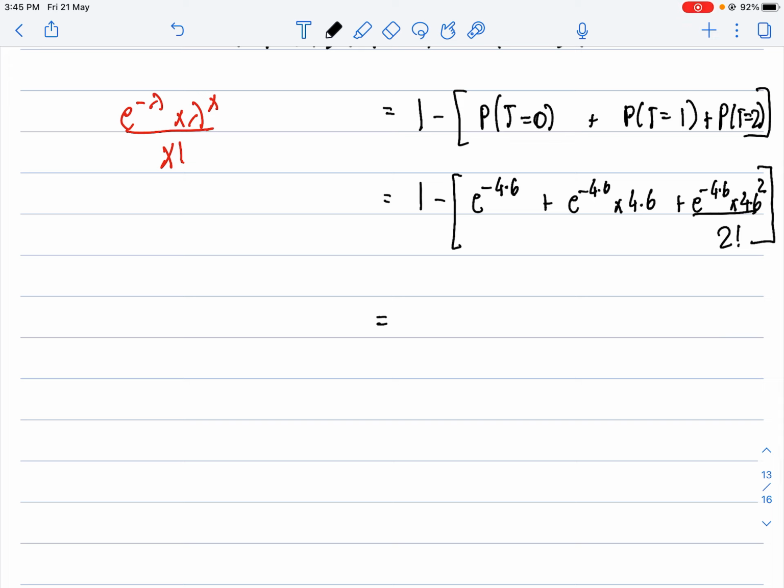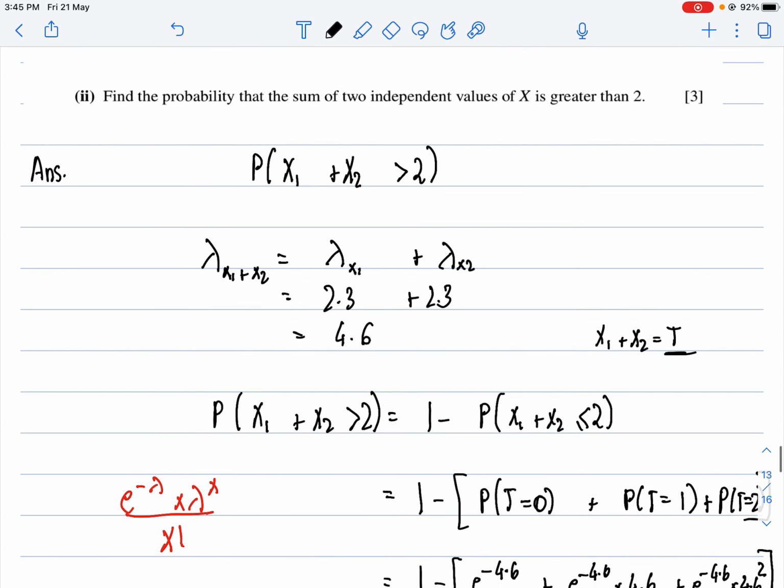Now I can simply solve this on my calculator. Not much to write on the calculator, correct? So e raised to minus 4.6 into 4.6 raised to 2 over 2 factorial. Just give me a moment, I'm solving it on the calculator. When I solve this, the value I get is 0.837, which is the final answer of my question.